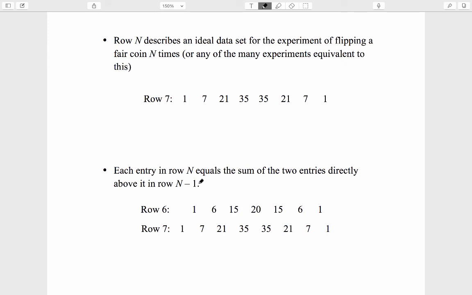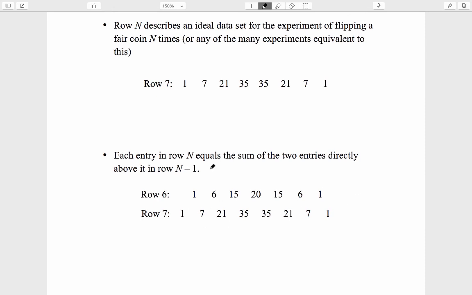Each entry in row n equals the sum of the 2 entries directly above it in row n-1. Row n-1 just means the row before row n. When n is 7, n-1 is 6. So each entry in row 7 is the sum of the 2 immediately above it in row 6, except for these 1s at the end, which are just always 1s at the end. We've seen that if all we're looking to do is find these numbers in the next row, then this rule instructs us how to generate that next row.